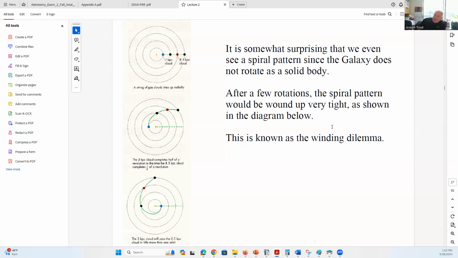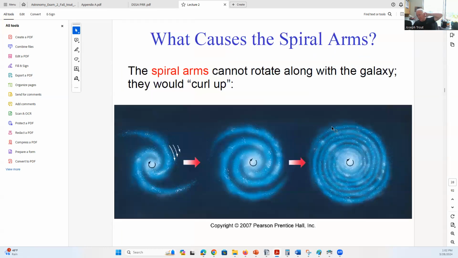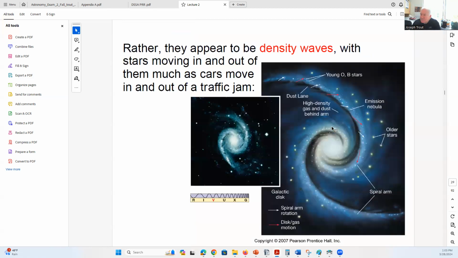So, somewhat surprisingly, we even see spiral arms, since the galaxy does not rotate as a solid body. But after a few rotations, the spiral pattern would be wound up very tightly, as shown in the diagram. And this is known as the winding dilemma. So if the spiral arms cannot rotate along with the galaxy, they would curl up, so they would all become really tight little curls.